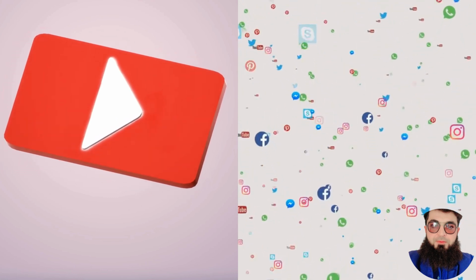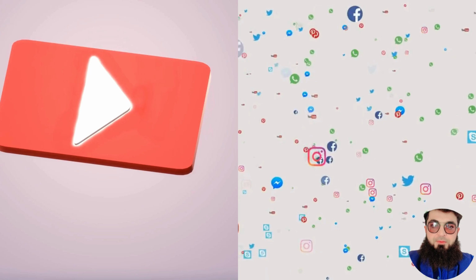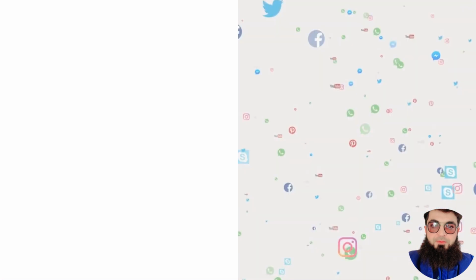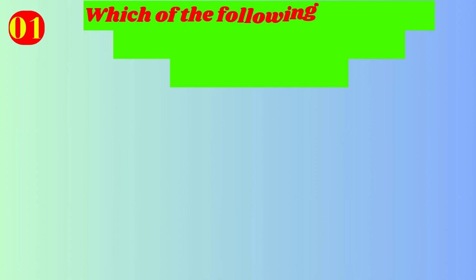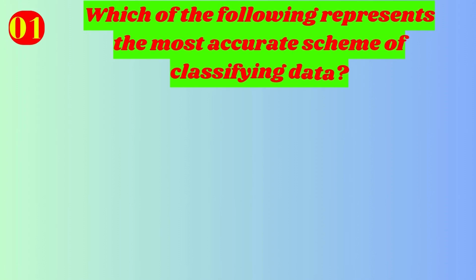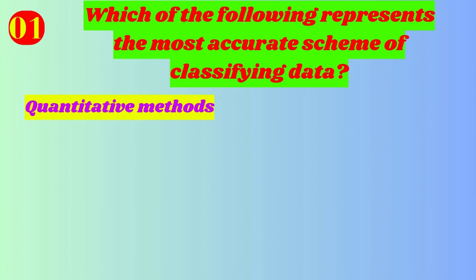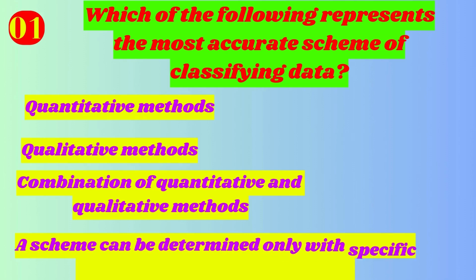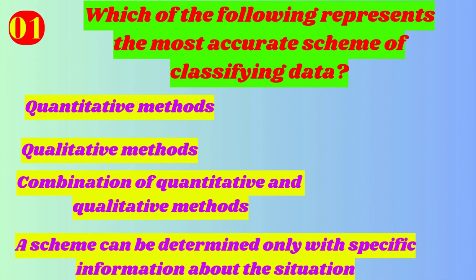Today I'm going to solve the multiple choice questions of the chapter Presentation of Data. Let's get started. Which of the following represents the most accurate scheme of classifying data? The options are quantitative methods, qualitative methods, combination of quantitative and qualitative methods, a scheme can be determined only with specific information about the situation.